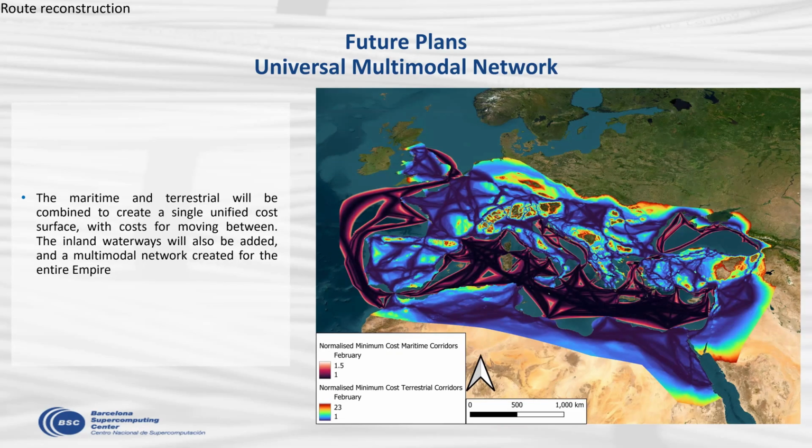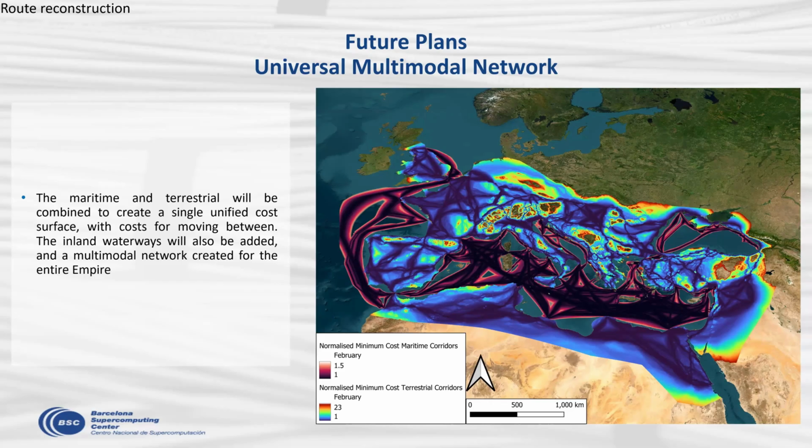And we haven't put them together yet. These are two separate things currently, but we have some ideas of how to put them together based on costs and the cost of transitioning from land to sea at ports. And again, depending on port infrastructure, that might change the cost. But the ultimate aim is to have these all together, and then with the inland waterways, the canals and the rivers, have this universal multimodal network.